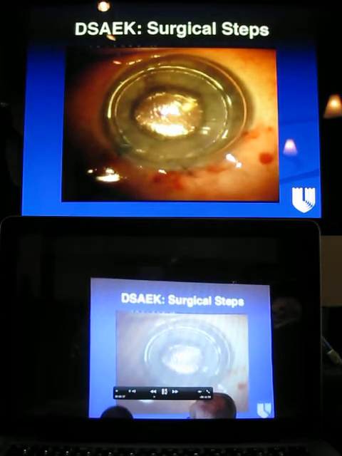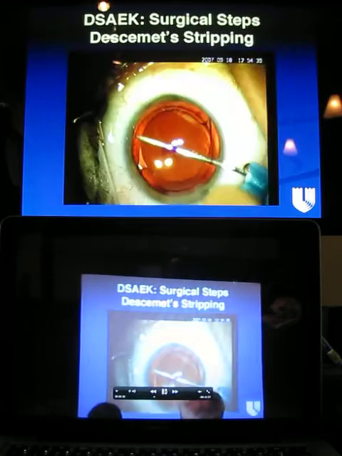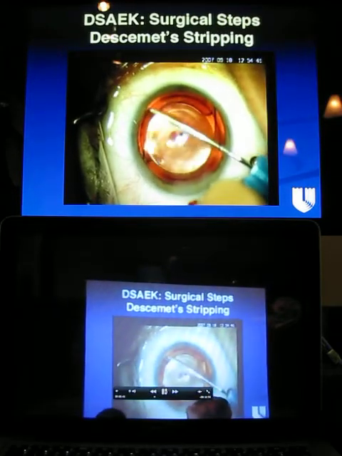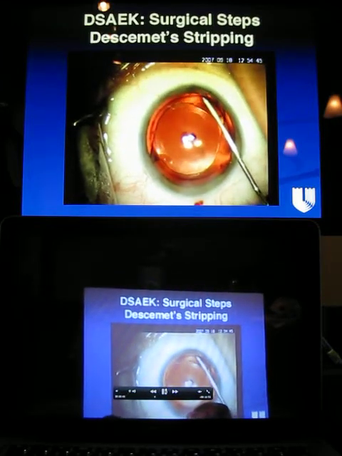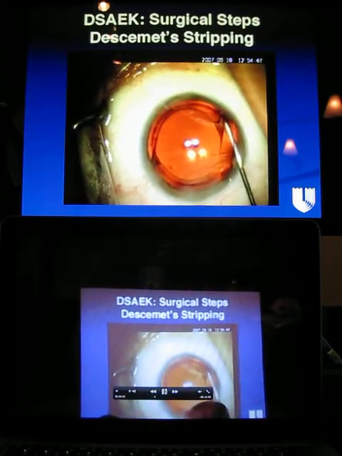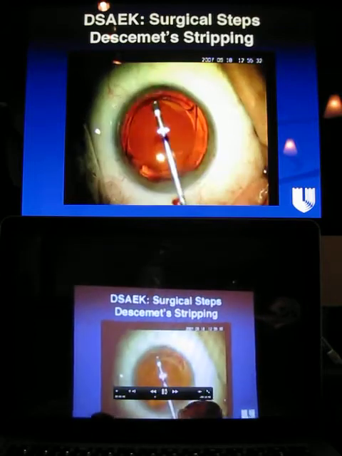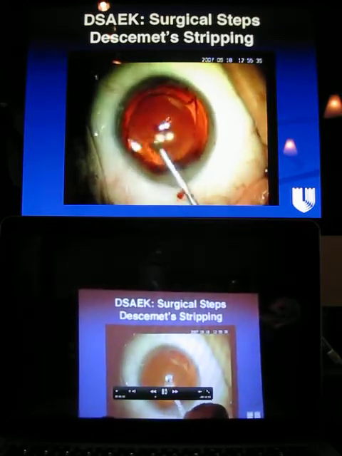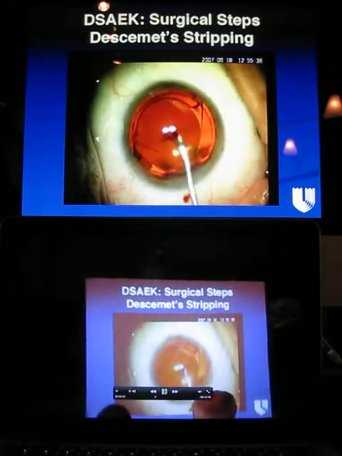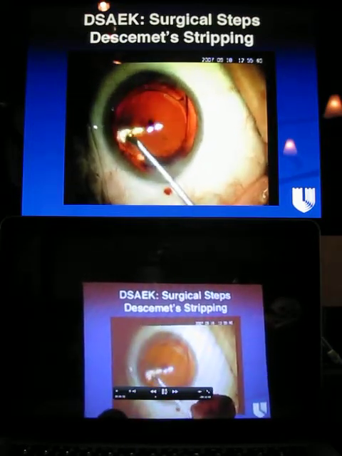Let's go through those steps a little bit slower. So here we see the Descemet being scored using a bent 25-gauge needle. And this is done by just gliding that needle without any pressure. Then we use a Gorovoy stripper to strip Descemet in a single sheet, as is seen here.